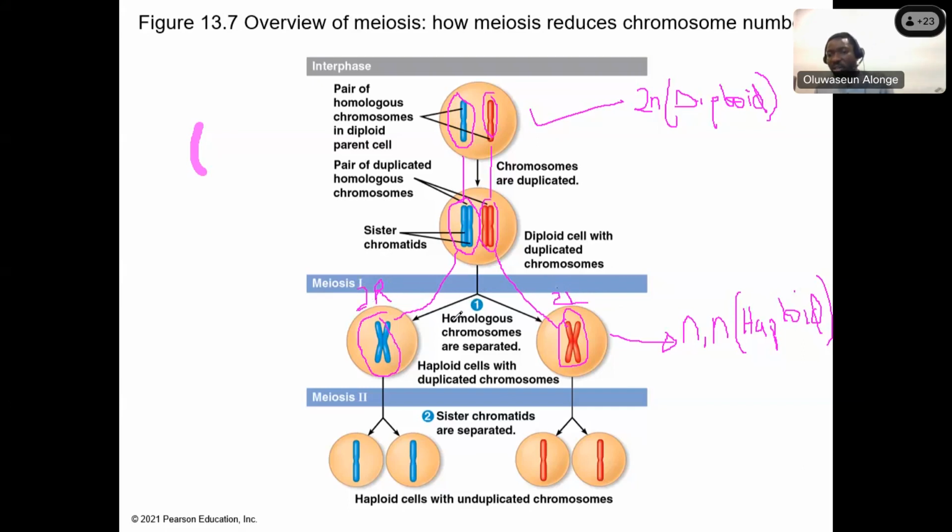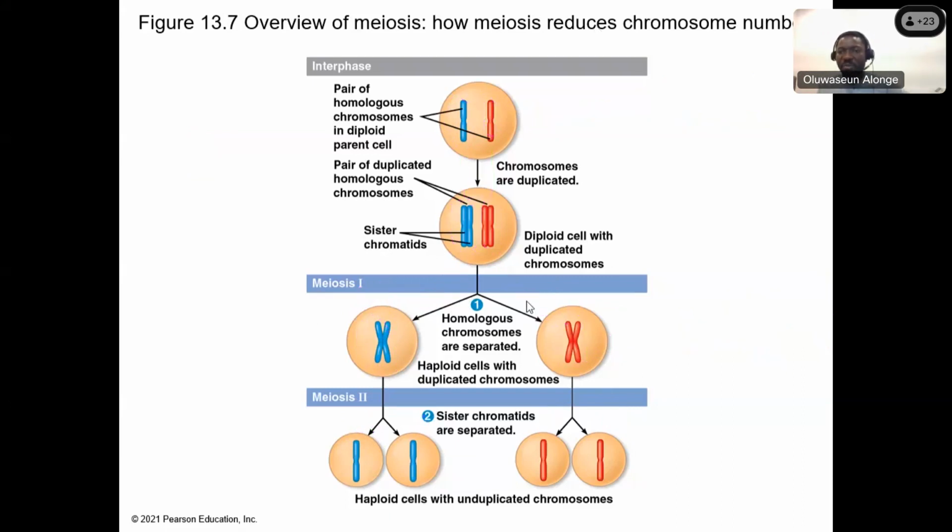All right. Now, at the end of the day, meiosis 2 is going to happen, and each of these N will now split. You have N here, N here, N here, N here. Now we have four different, non-identical haploid cells. And that is actually what happened in meiosis.